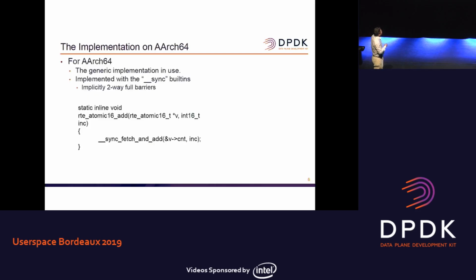Then let's see how these APIs are implemented on ARM64. Currently, we have a generic implementation. For ARM64, we are using the generic one. The generic implementation is implemented with the GCC sync built-ins. Later on, we will look at what the problems with the sync built-ins are. Maybe you know the sync built-ins are deprecated. They should be replaced by atomic built-ins.